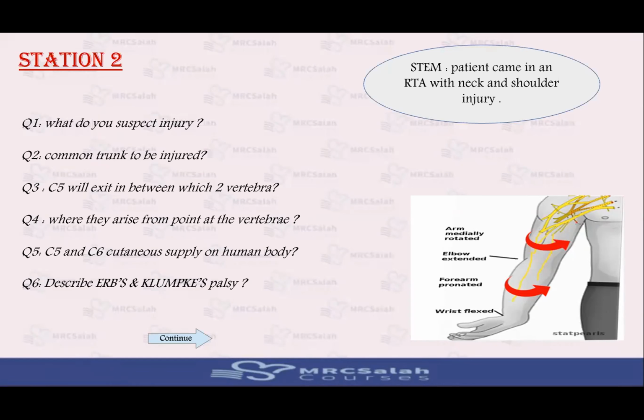I shared it in the group already. Everything is shared. So all the notes I shared already in the group. About nerves, what is the sensory distribution of the ulnar nerve, median nerve, and the radial nerve?